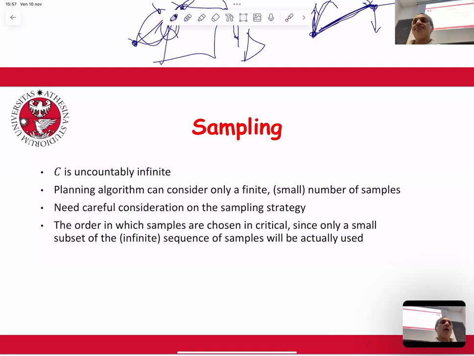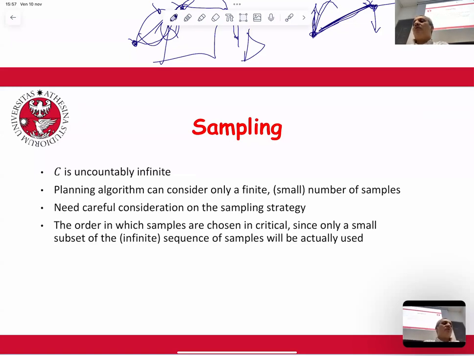Okay, why? Because here we are in a situation in which C, the configuration space that you want to sample, is uncountably infinite. You know what it means for something to be uncountably infinite or countably infinite? All of you know it? No. Okay, good.